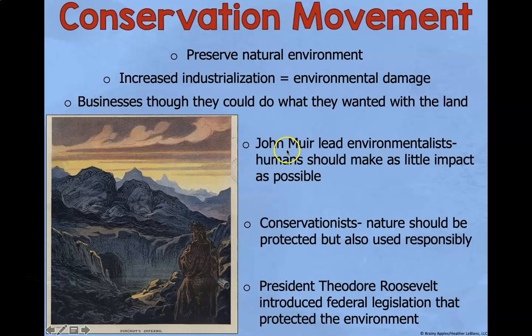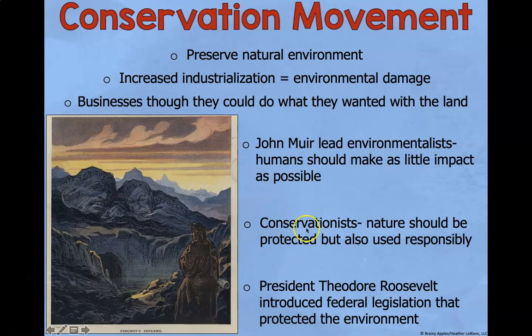Now, we have a man named John Muir who led environmentalists who said that humans should make as little impact on the earth and the environment as possible. So if you think about it, we even have this movement today where a lot of people push and talk about climate change and the damaging effects that humans add to the climate. They try to say the ice caps are melting, things like that.